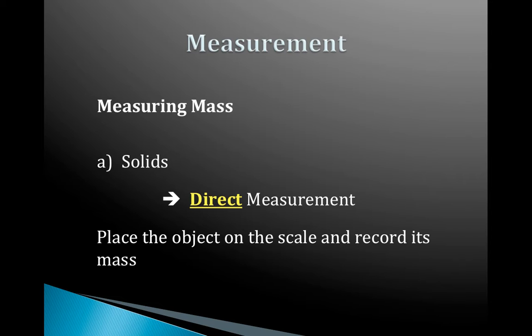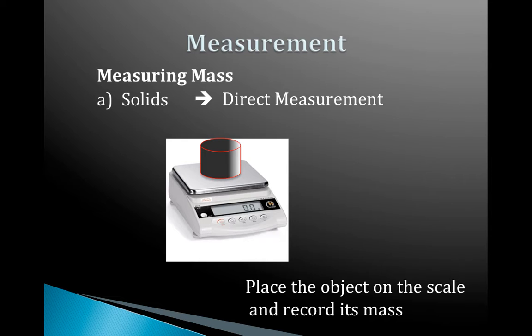You put the object on the scale and record its mass. So we put this on, and you could put a 1 or something in front, just so it doesn't look like it has a mass of 0.00 grams or 0.0 grams. But for solids, you can simply put them on a scale and you get the mass.